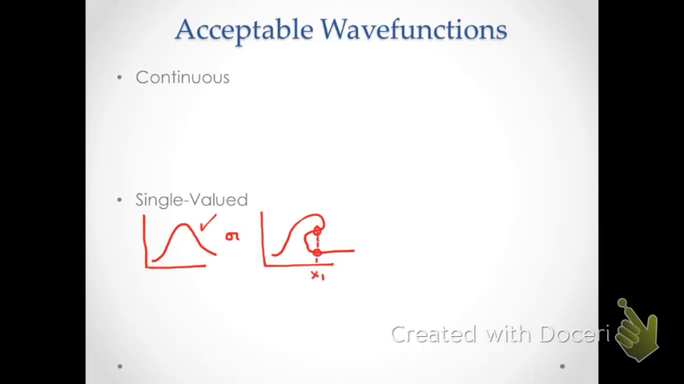We look at the second one here, and let's choose this x1 as our point, and you'll notice that we have three values for psi at x1, and that means there are three probabilities for our particle at position x1. That function is not single valued, and because it's not single valued, it is not acceptable. So that's another condition that must be met by all wave functions that we're going to be using to describe systems, molecular systems and atomic systems and particles in general as we look at the quantum nature of things.